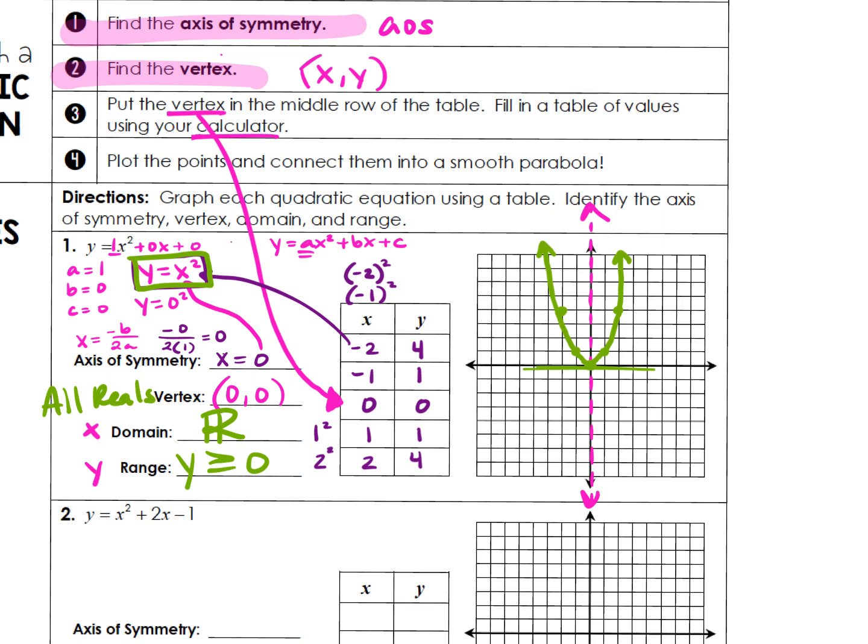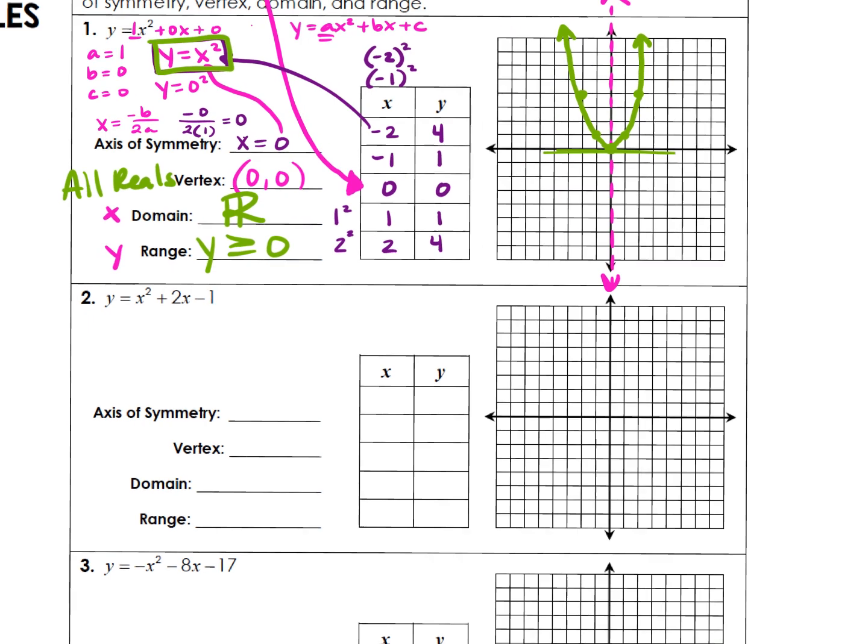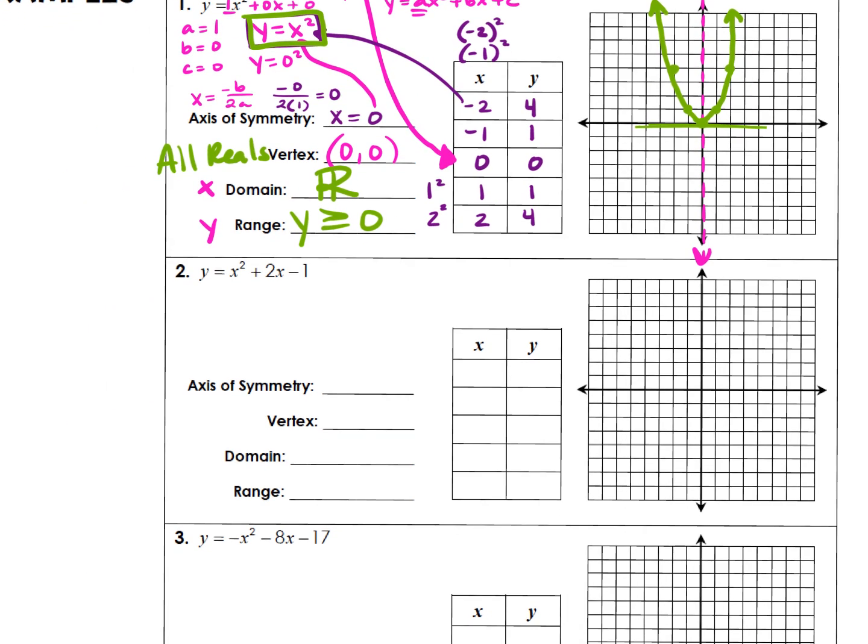Okay, so that's the parent function. That's what the general form of a quadratic will look like. But then they start to put numbers in other places and things move a little bit, but the process is still the same. So let's take a look at number 2. Can you tell me what your A value is? A is 1. What's your B value? 2. What's your C value? -1.